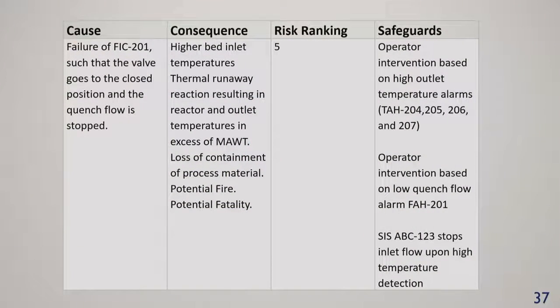This next example here, we have a failure of a flow control so that the valve goes closed, and we have some safeguards: operator intervention based on some high temperature alarms, operator intervention based on a low flow alarm, and SIS, which stands for safety instrumented system. And we have some safety instrumented system, which is going to stop the flow once it detects high temperature. So who thinks we can do something with this during an audit?